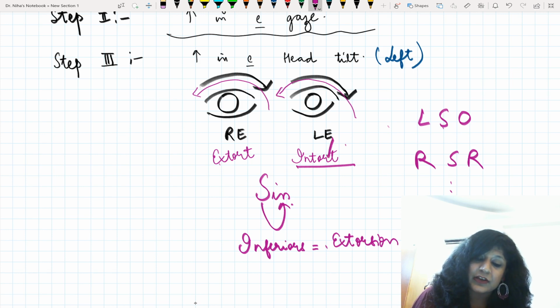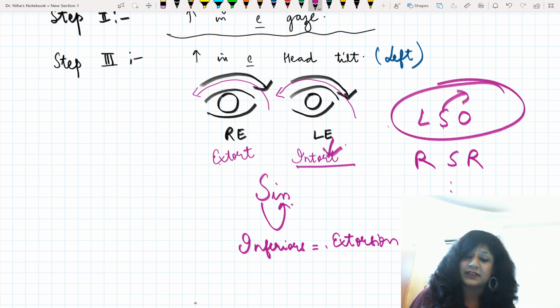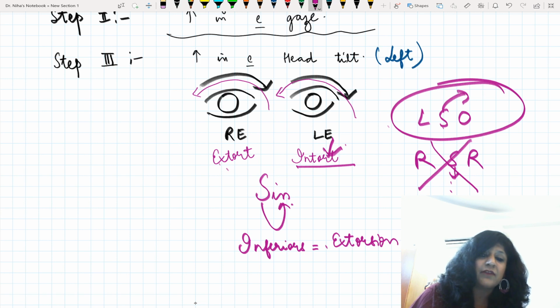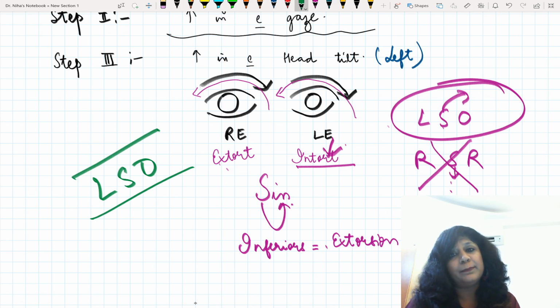In the left eye it should intort. Yes, this can intort, so this can be our muscle, right? In the right eye it should extort. Now this is a superior muscle, so this is not the answer. So see, very easily and conveniently you have got your muscle: left superior oblique.